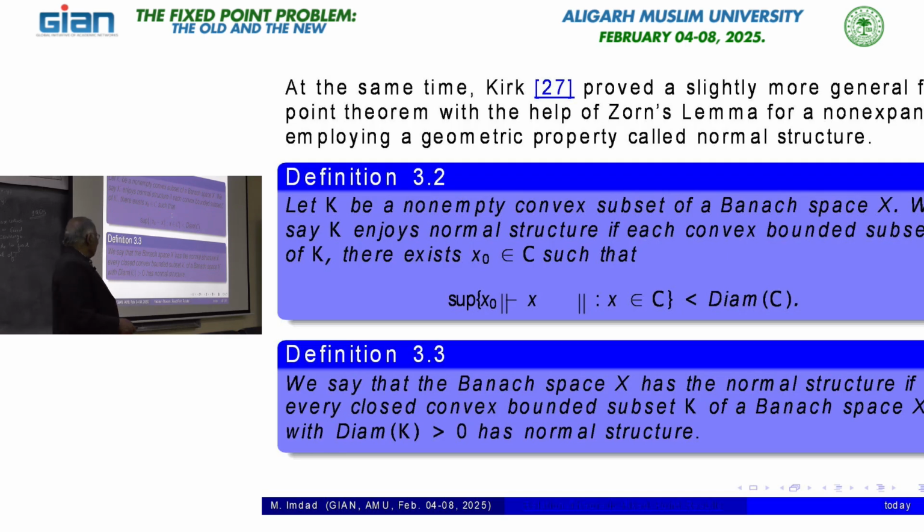Yes, definitely yes. So here, and reflexivity, as you know, is that the natural embedding from x to x double star is onto. Okay. This map is onto, or there are other ways here. There is also one more definition.